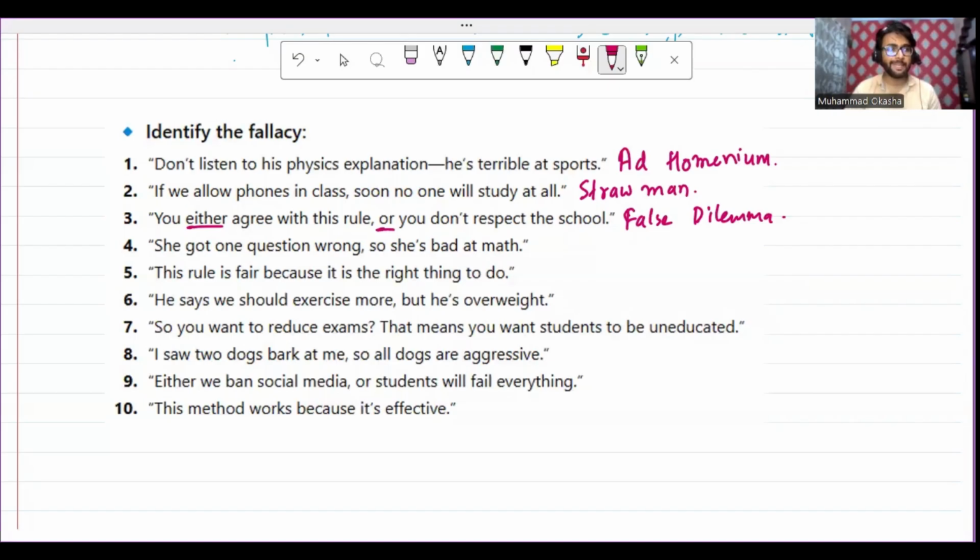So the third option exists, but the statement is presented in such a way that you took away the third option. Okay, she got one question wrong.